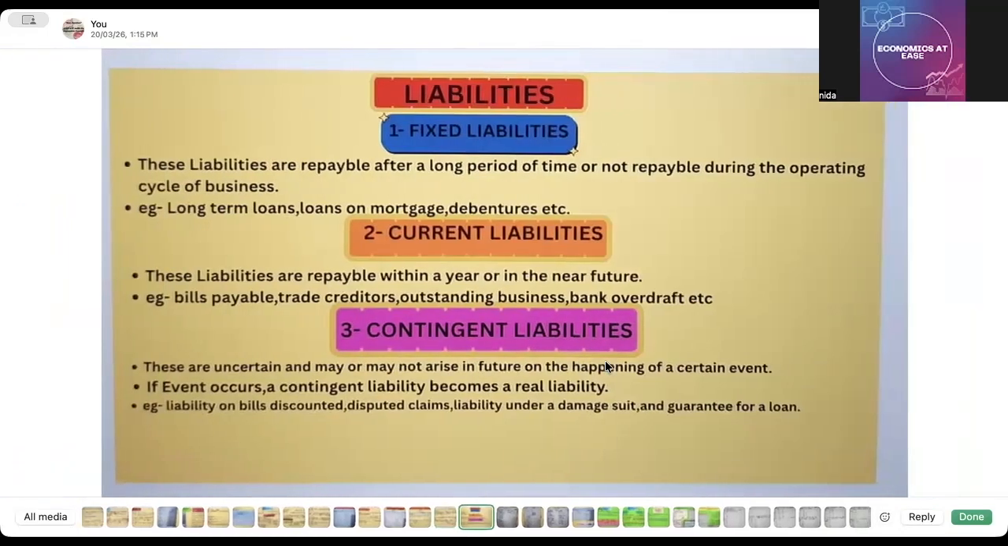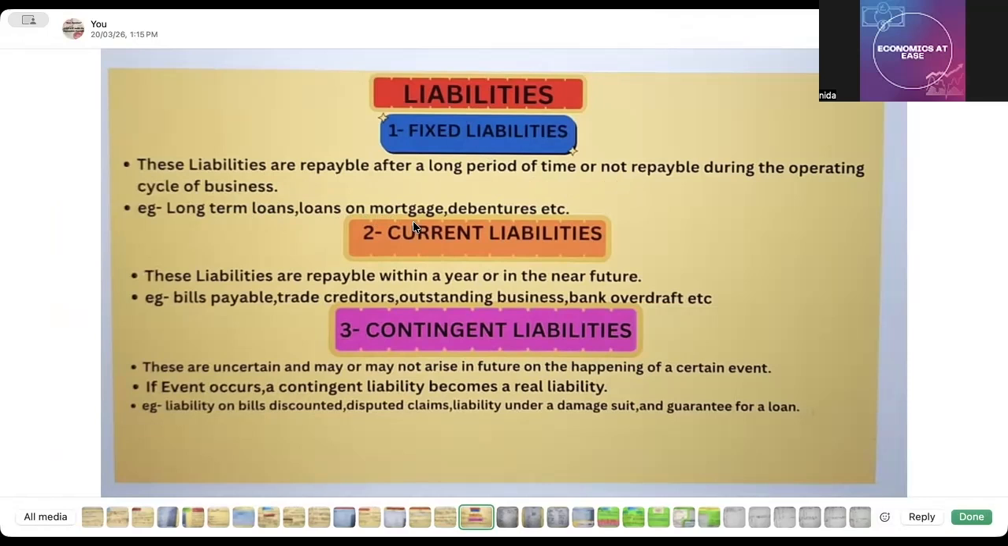ठीक है. Now, next is the liabilities column. On the left-hand side of the balance sheet, we prepare a liability column. Fixed liabilities that are fixed in nature, okay? And these liabilities are repayable after a long period of time or not repayable during the operating cycle of the business. Then long-term loans, loans on mortgage or debentures, etc. Then current liabilities that have to be repaid within a year or in the near future, okay?